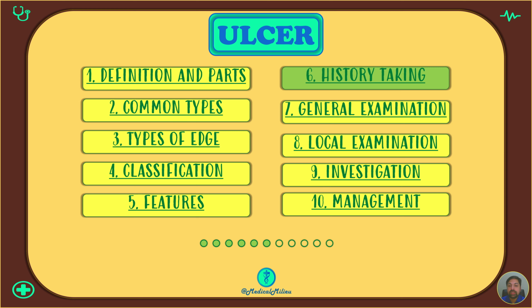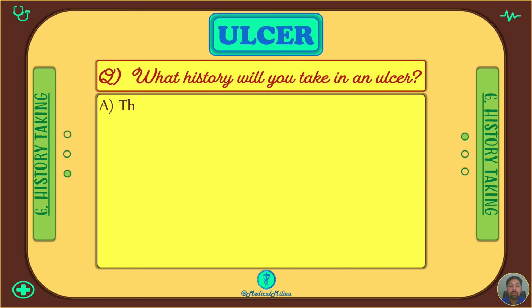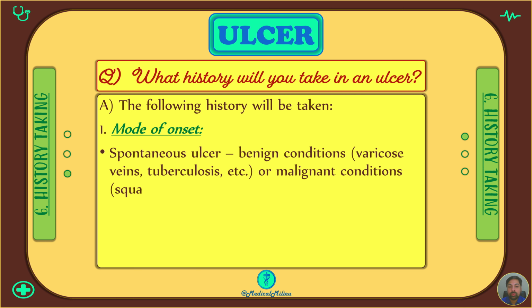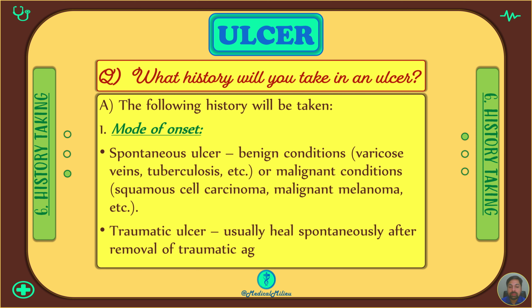Part 6, History taking. The following history will be taken. Part 1 is the mode of onset, which might be spontaneous or traumatic. Spontaneous ulcers usually occur in benign conditions like varicose veins, tuberculosis, or malignant conditions like squamous cell carcinoma or malignant melanoma. The traumatic ulcers usually heal spontaneously after removal of the traumatic agent.